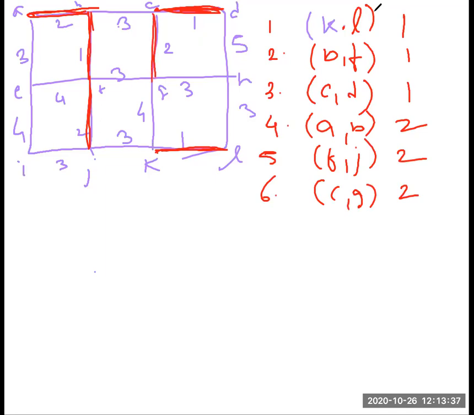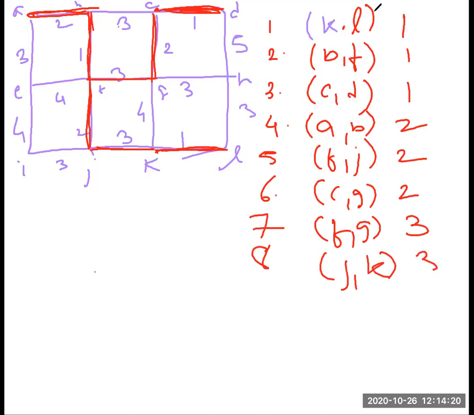Now you can select the edges with weight 3, as long as they don't form a circuit. We have three edges here, B to C, F to G, and J to K. I can select any one edge out of these three. Let us say I select F to G. When I select F to G of weight 3, I cannot select B to C, because it will form a circuit. So B to C cannot be selected. I can now select, let's say, J to K.